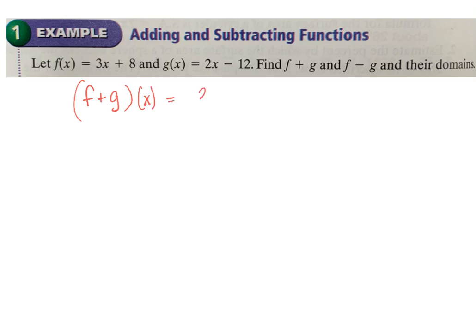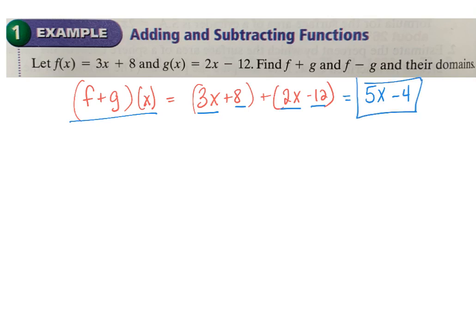Well, you are literally going to say 3x plus 8 plus 2x minus 12. When I am adding functions, I just add my like terms. What are my like terms here? 3x and 2x. So that's going to be 5x. 8 and negative 12. So that means f plus g equals 5x minus 4. That's it. Domain. Are there any strict restrictions on that? Is there any x you cannot put in there? No. So we're going to say all real numbers. What about range? No. All real numbers.